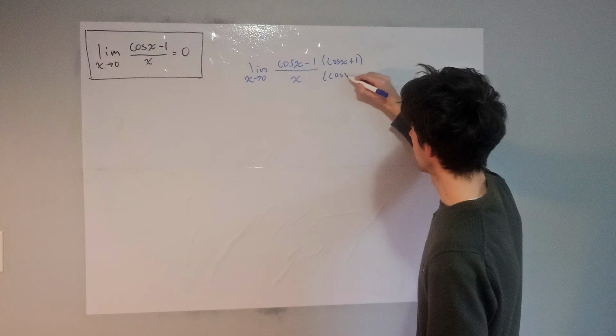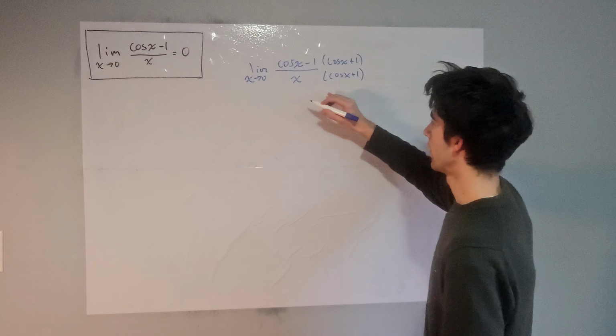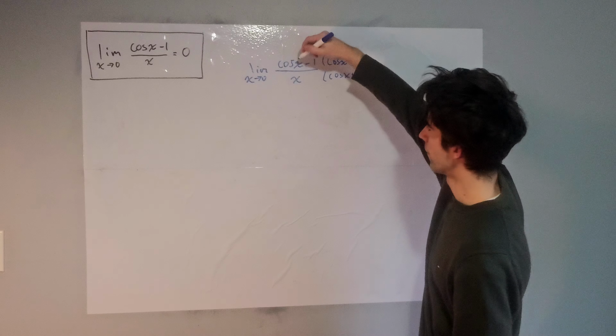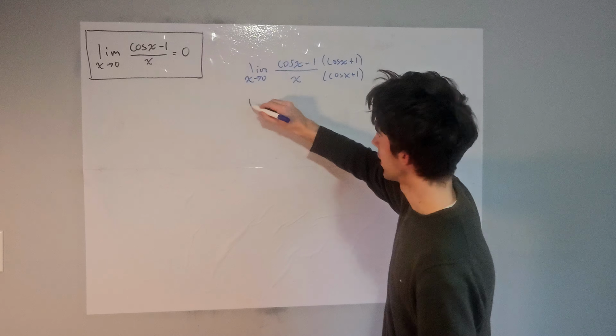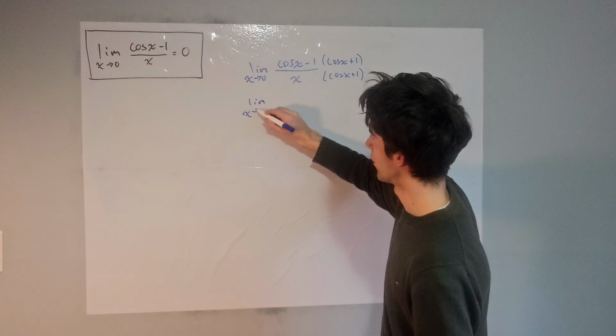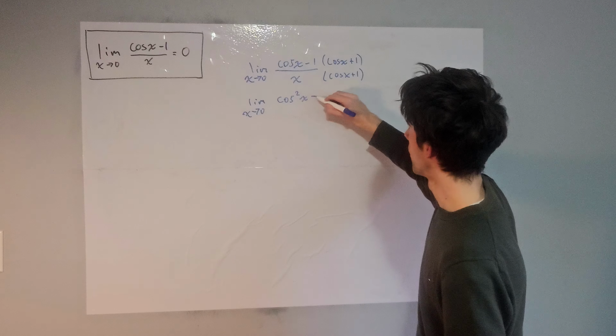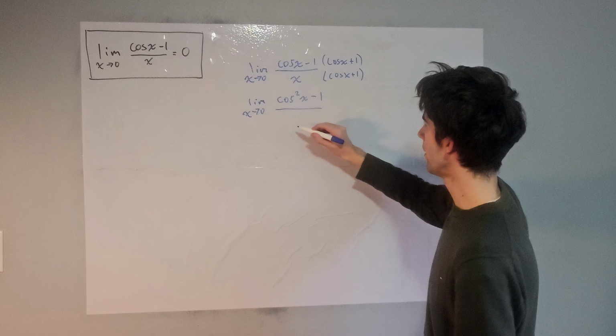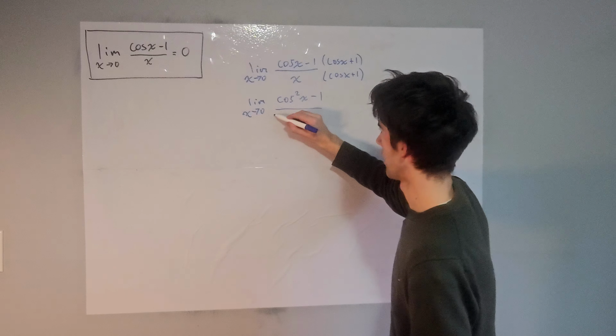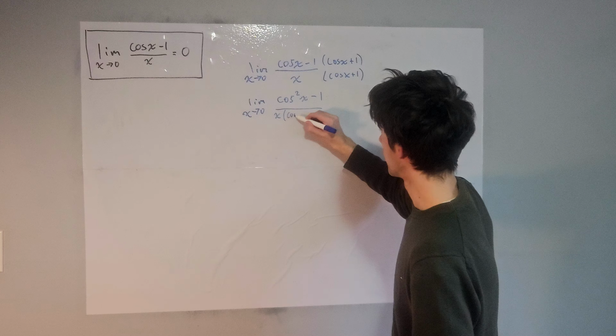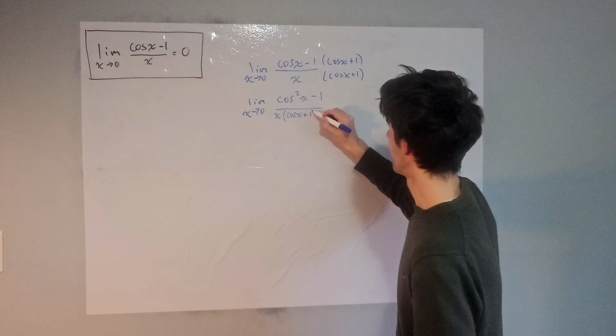Something just like this. And the numerator, after we FOIL this out, we're going to get the limit as x approaches 0 of cosine squared of x minus 1. And in the denominator, well, we're just going to have this whole thing, x times (cos x plus 1).